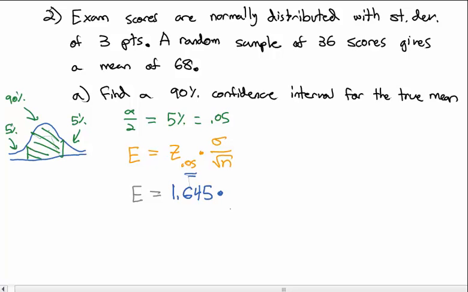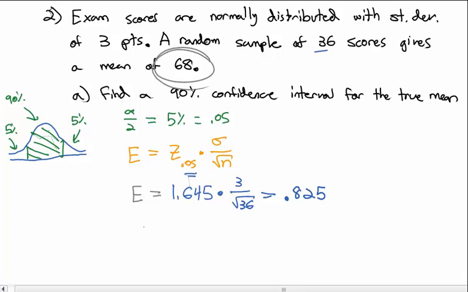1.645 times the standard deviation, and we know the standard deviation of the population was 3 points, divided by the square root of n. N is the sample size of 36 scores. And so we've got 1.65 times 3 divided by the square root of 36, and we get an error of 0.825. This is the maximum possible error at 95% confidence for our mean.